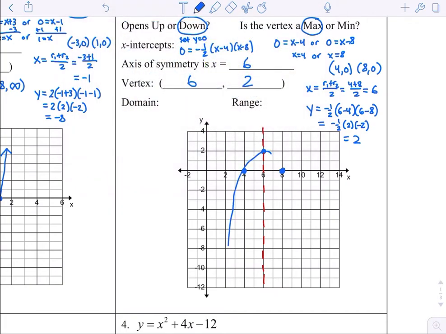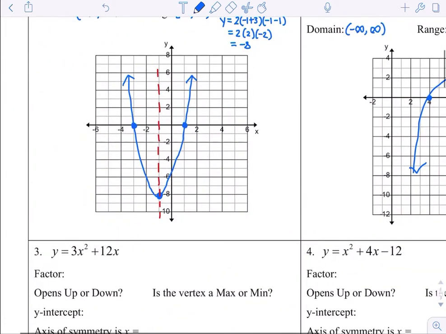And there we go. Domain: this is going forever to the left, so it's going to be negative infinity, and right. How far right is it going? Forever to the right, so positive infinity. Range: how low is this graph going? All the way to negative infinity. How high? All the way up to 2, bracket.